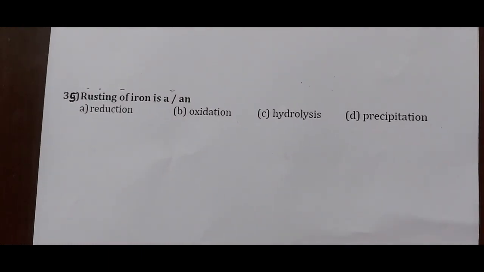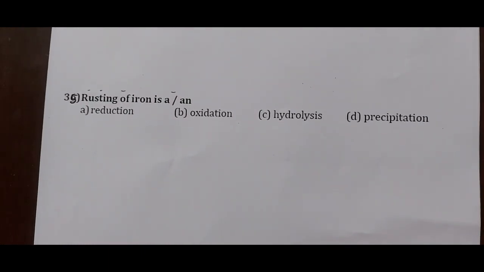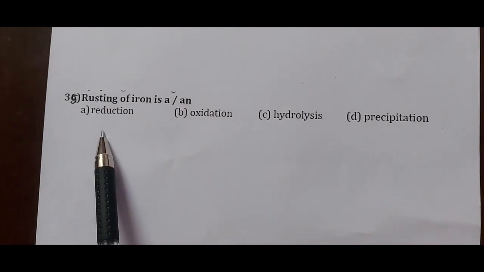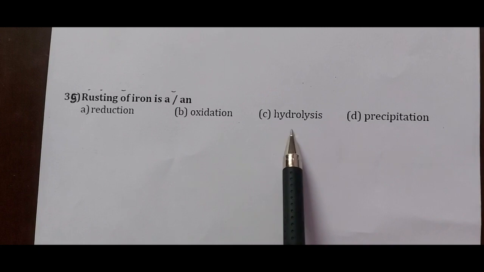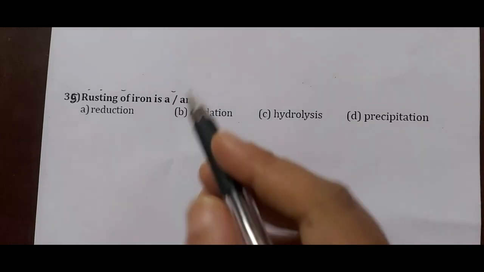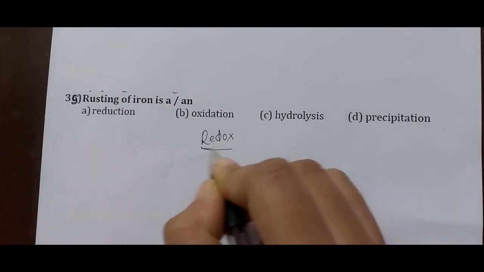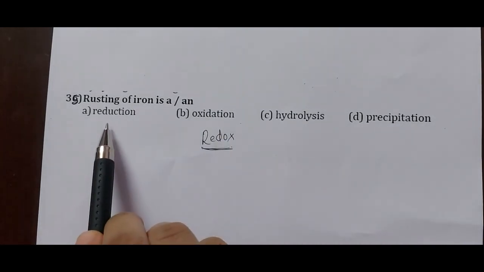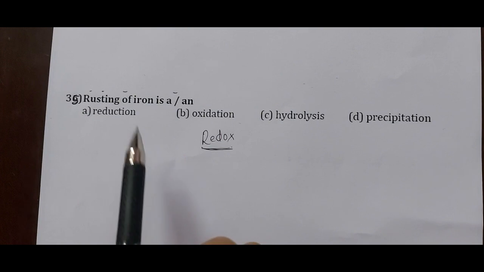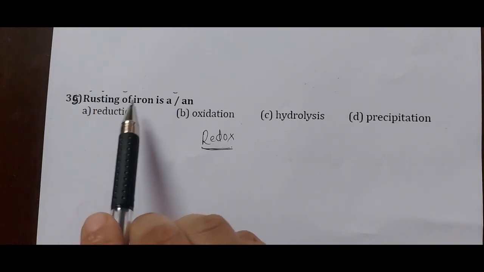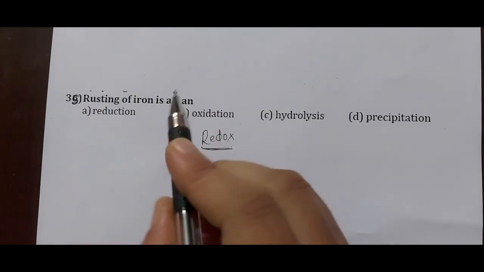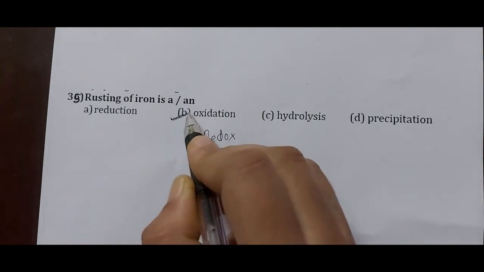Next, question number 35. Rusting of iron is a or is an. Here the options given are reduction, oxidation, hydrolysis, precipitation. If the option were given as redox, you could have considered redox to be the better answer over reduction and oxidation. Since they have just given it, rusting of iron is an example of what, the correct answer is oxidation.